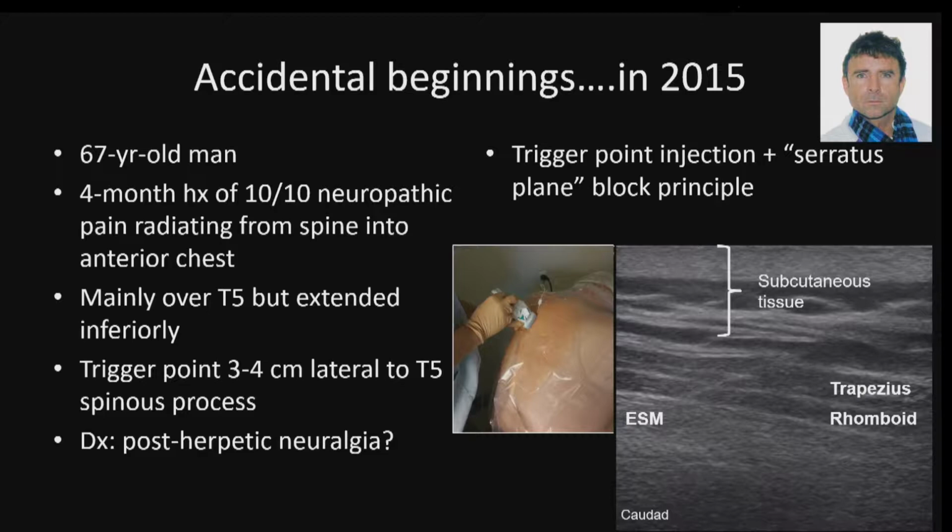Therefore, he placed his ultrasound probe over the area where the patient was reporting the pain seemed to be originating from, which happened to be over the T5 transverse process. He imaged the muscles that lay below the skin, being the trapezius, rhomboid, and then the erector spinae muscle in that order from superficial to deep. And he placed his needle between the rhomboid and the erector spinae muscle, simulating what we would nowadays call a superficial serratus plane block. And he injected 20 mLs of 0.5% ropivacaine.